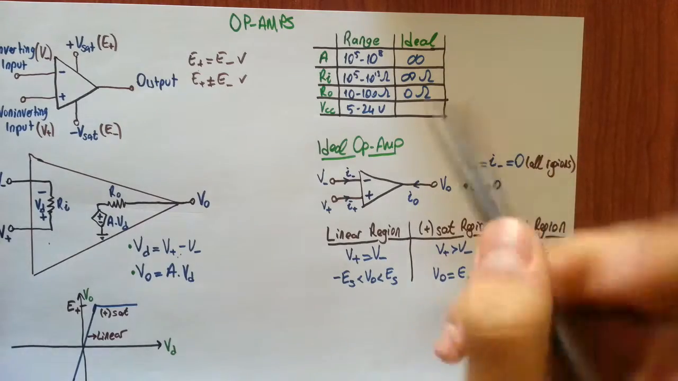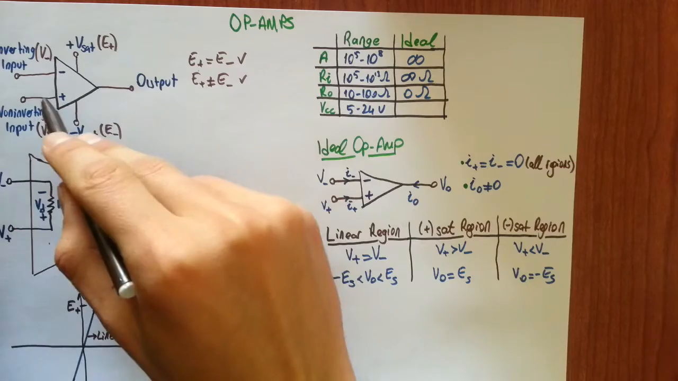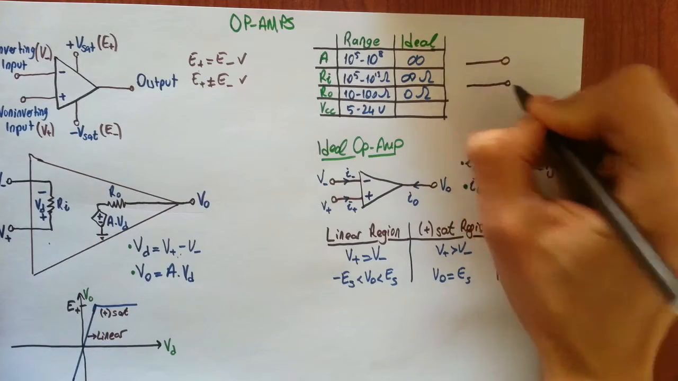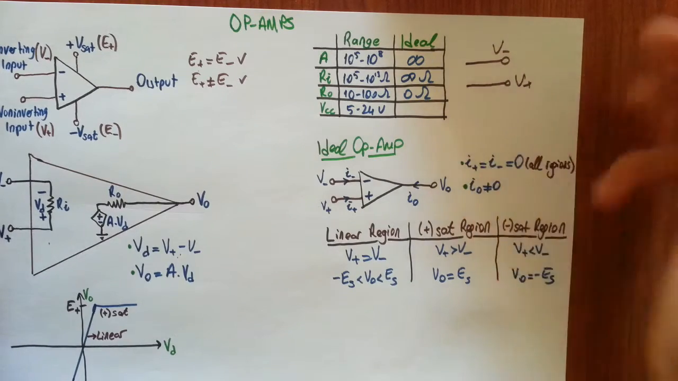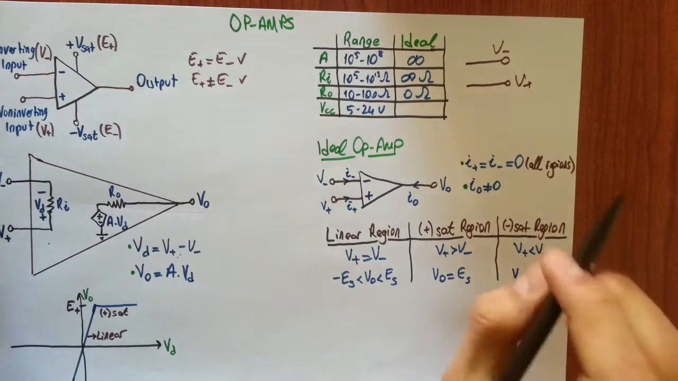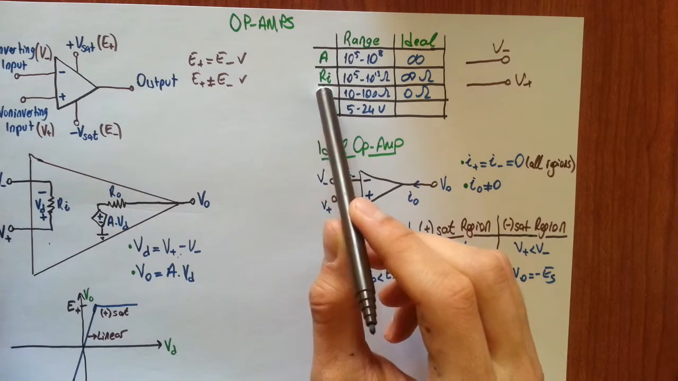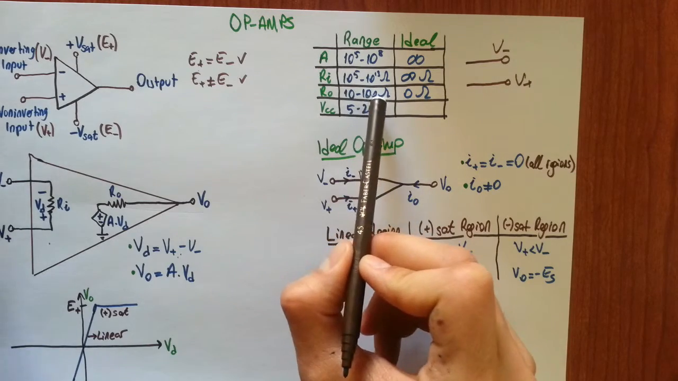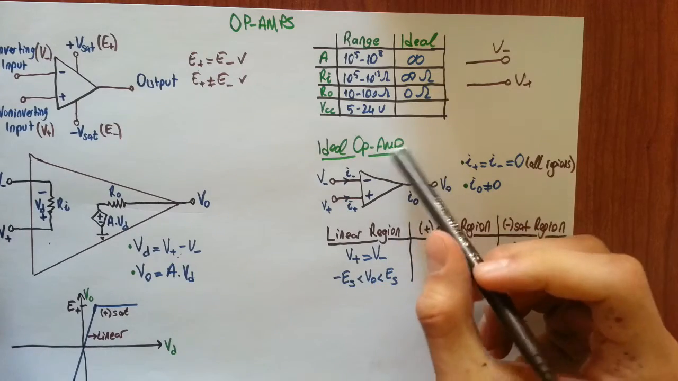So, in ideal questions, there is no resistance between the plus terminal and minus terminal of the op-amp, they are directly like this. V minus, V plus. There is no resistance in ideal questions. The third value is output resistance. In real life, that's usually between 10 ohms and 100 ohms. But in ideal questions, that is 0 ohms.